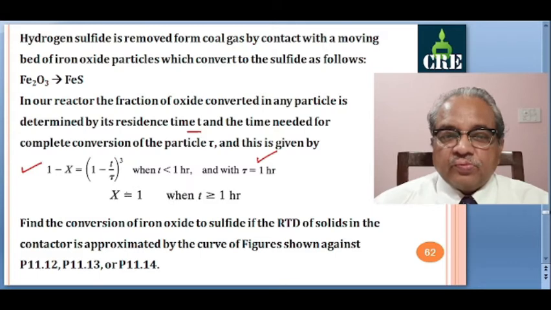It is given that Xa is equal to 1 when t is greater than or equal to 1 hour, because the time required for complete conversion is 1 hour.